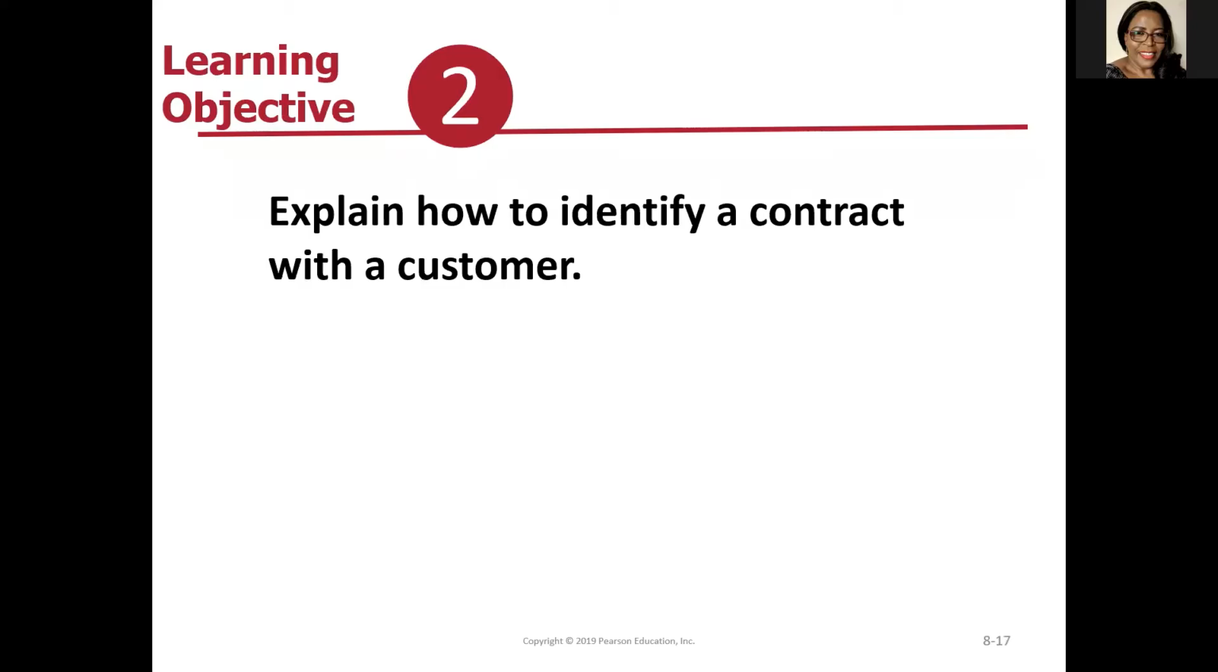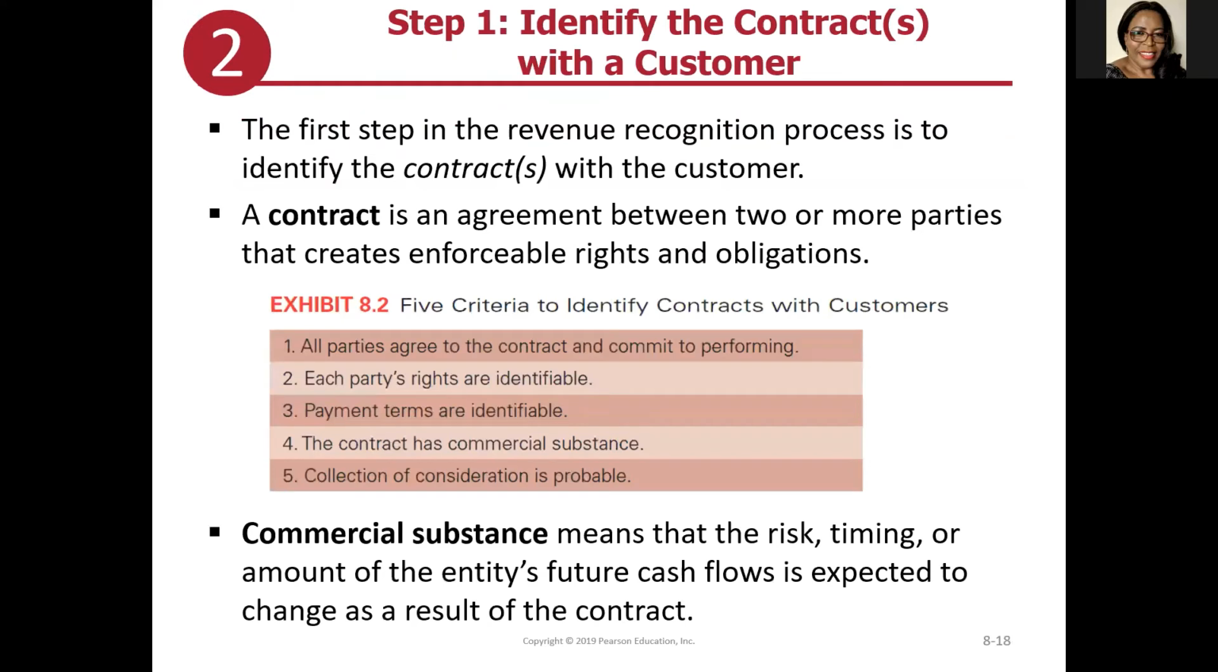Objective number 2, explain how to identify a contract with a customer. The first step in the revenue recognition process is to identify the contract or contracts with a customer. A contract is an agreement between two or more parties that creates enforceable rights and obligations. And there are 5 criteria to identify contracts with customers.